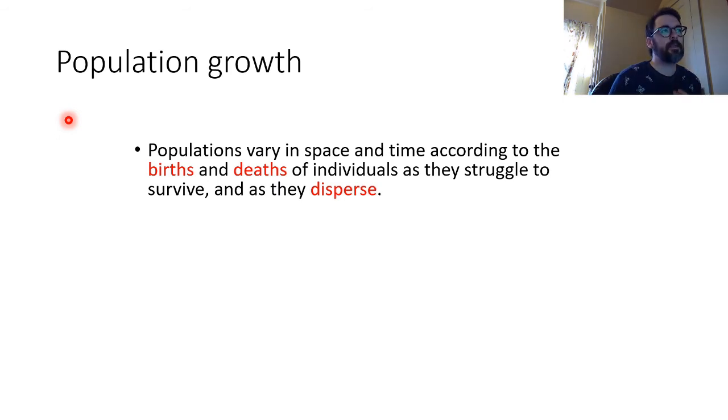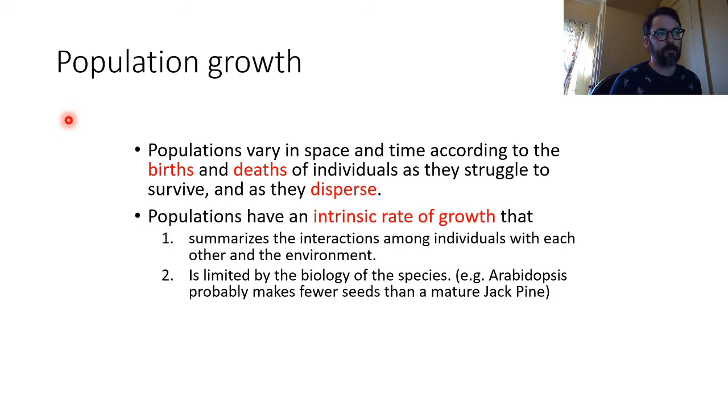And so one of the ways we can describe this, and you'll see this in the lab this week, is that populations have something called an intrinsic rate of growth. The idea is that this parameter summarizes the interactions among individuals with each other in the environment, and it's limited also by the biology of the species. So for example, our old friend Arabidopsis thaliana that you've seen in a few labs probably makes fewer seeds than a mature jack pine tree, simply because a mature jack pine tree is orders of magnitude bigger than an adult Arabidopsis plant.